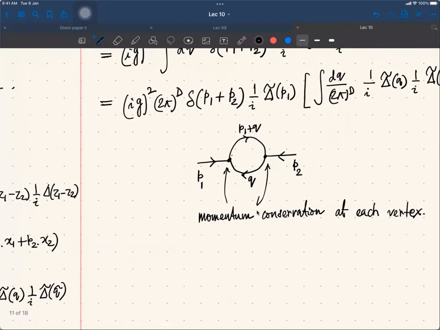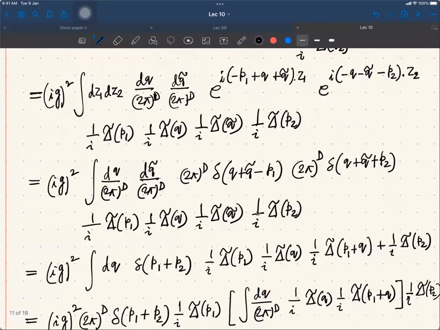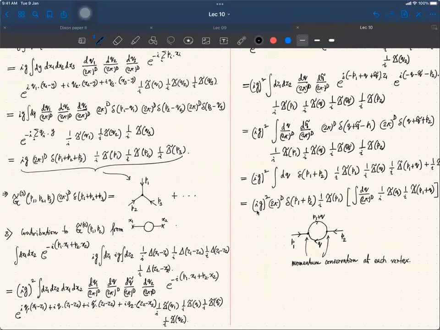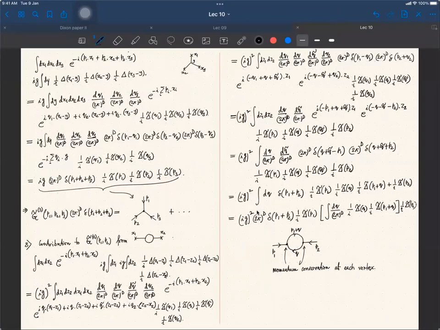Okay, so I shall now calculate one more diagram to demonstrate how the momentum integrals appear in loops, which is a vacuum diagram. So far all the diagrams that I have calculated have external lines, but let me calculate one without any external line in the next part.